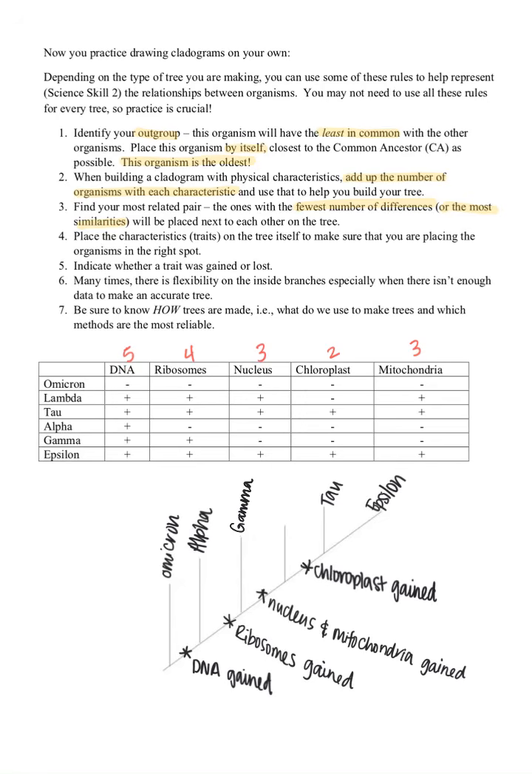Now for my last one, I'm looking for the species that does have DNA, ribosomes, nucleus, and mitochondria, but not the chloroplast. Looking at my table, I can see that that is lambda. So that's it, easy peasy.